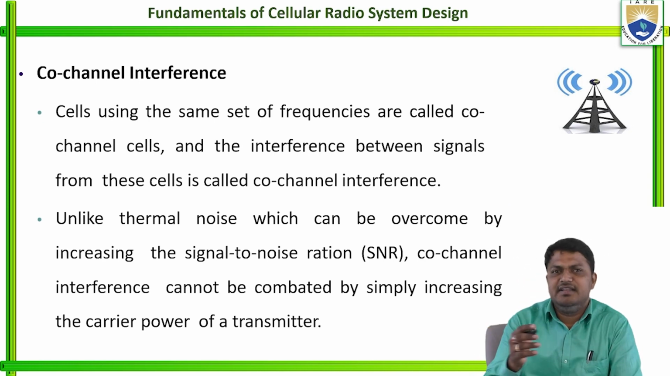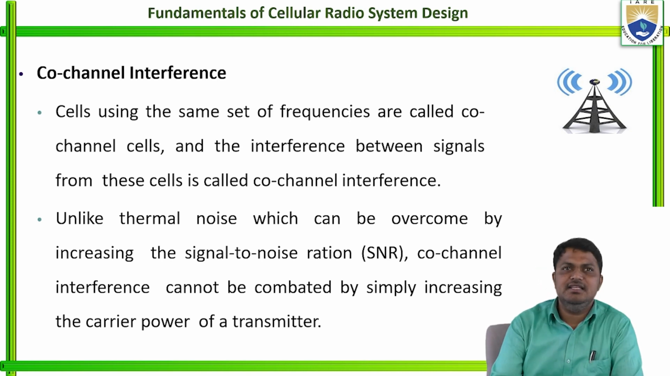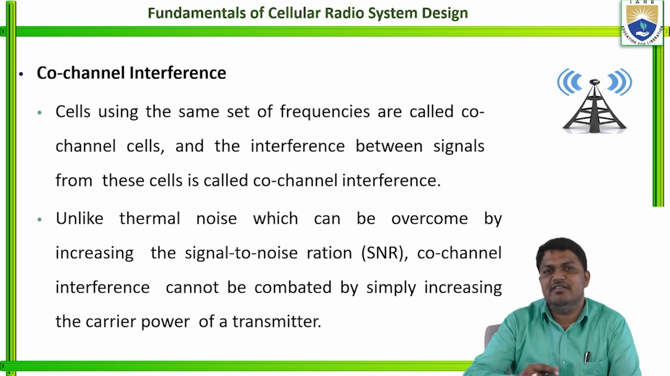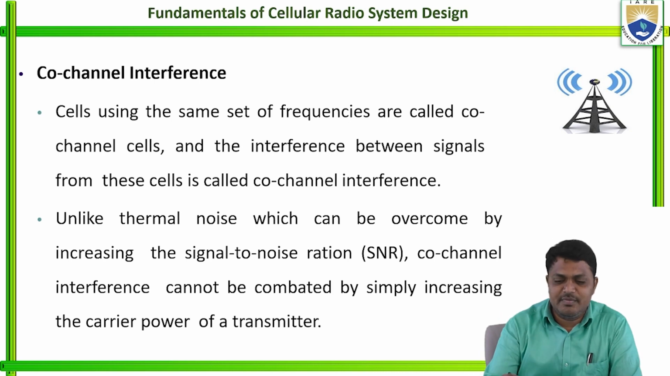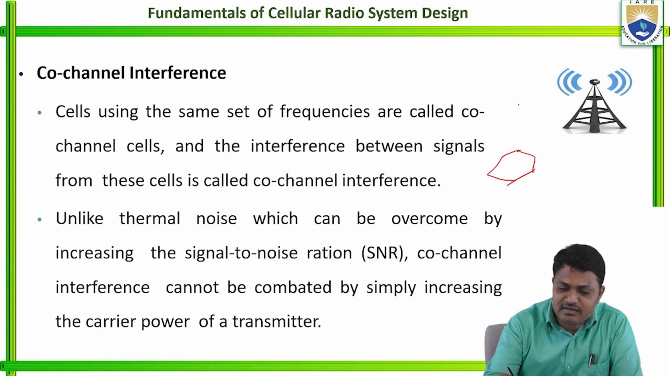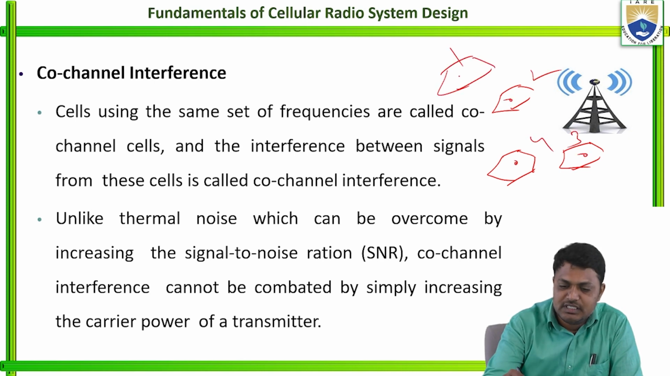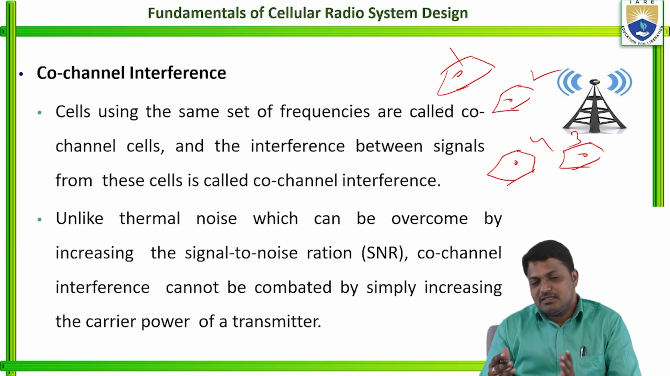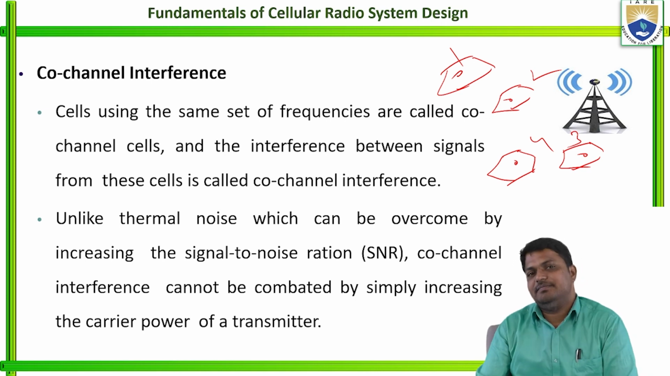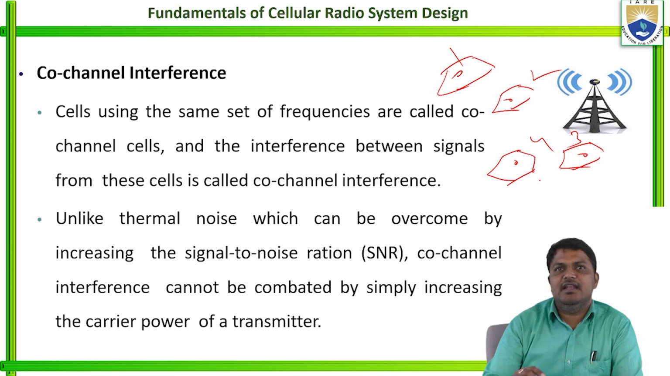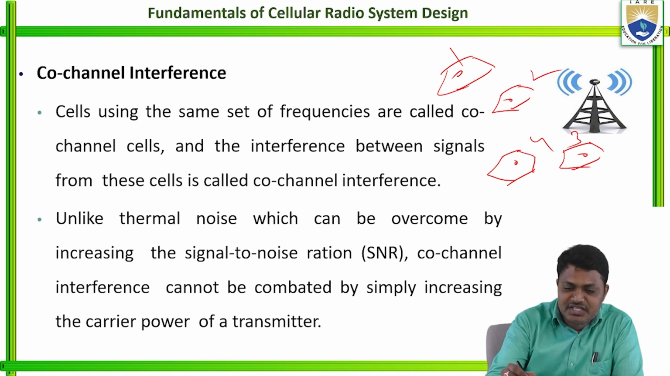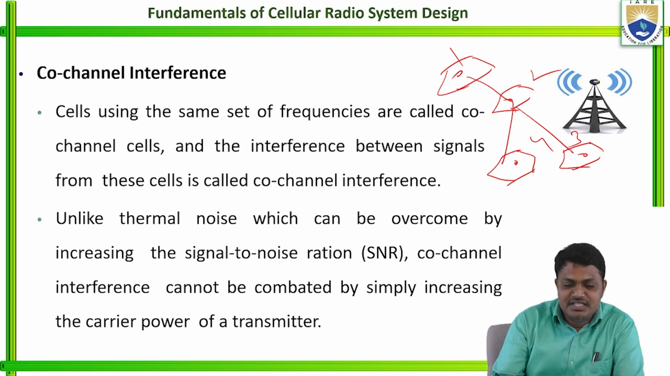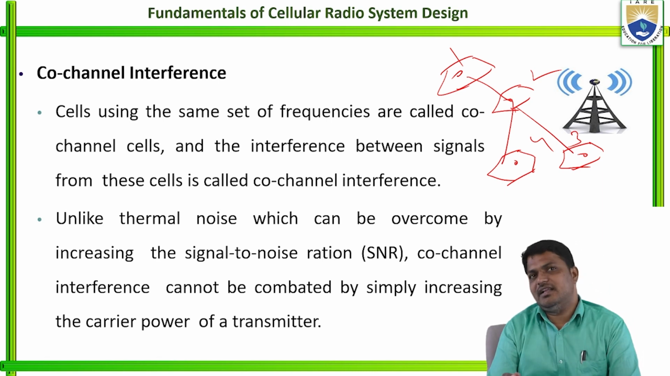Now we have discussed co-channel interference in general, but here is the exact definition. The cells using the same set of frequencies are called co-channel cells. I am repeating here: 1, 2, 3 and 4. So here 4 cells are there. These 4 cells are using the same frequency band. Then these are called co-channels, and the interference between these channels is called co-channel interference.